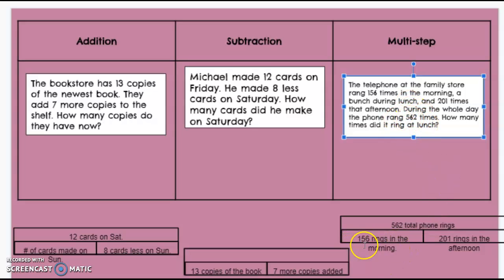You're going to have to take what you know, 156 rings in the morning, 201 rings in the afternoon. I should have an extra box over here. I should have 3 parts on the bottom because those 3 parts are going to equal 562. So my multi-step would be adding 156 and 201. It'd be adding those two together and then subtracting that sum from the total amount of rings, and that's going to tell you what's missing. You're going to continue practicing on the next slide.